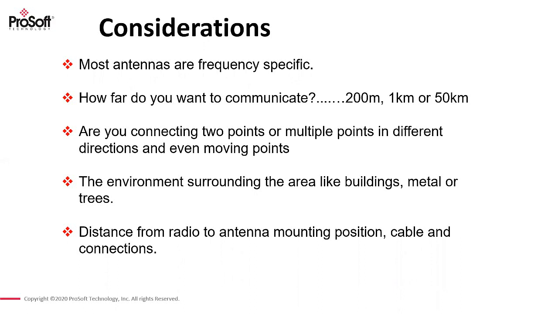Some of the other points: are we connecting just two points together, point A to point B, or are there multiple points that all need to be talking to each other at the same time? Some of these points might even be moving. Another consideration is the surrounding environment. Is it indoors or outdoors? Is there metal in the area? Buildings? Trees? And also the distance from the radio to the antenna, more for mounting, the type of cable, and also the different connections.